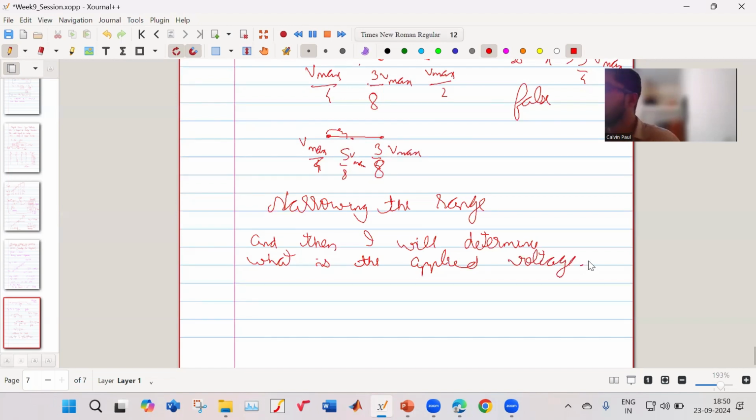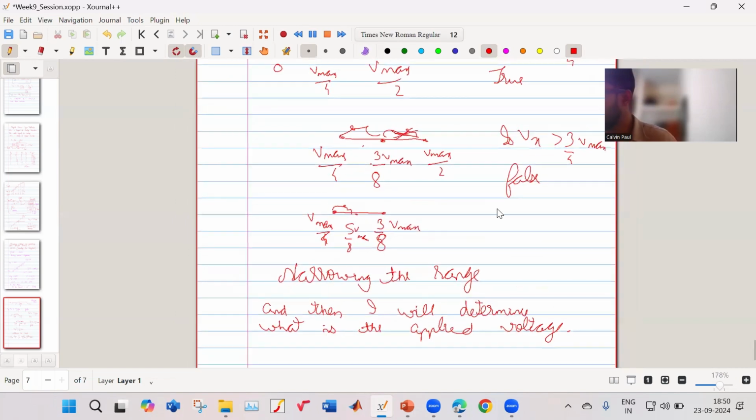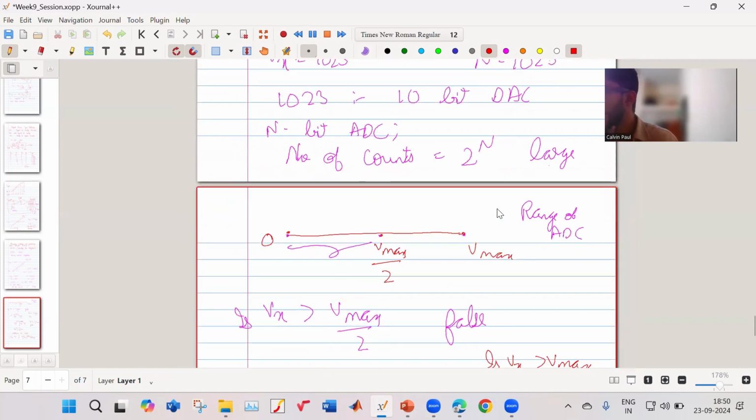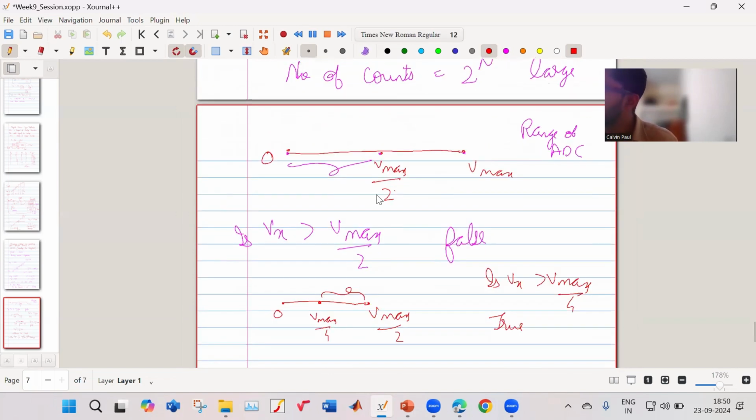Okay, then I will determine what is the applied voltage. So first I will check, is it greater than Vmax by 2? Then I will know in which range it is. If it is greater than Vmax by 2, then it is in this range. Otherwise, it will be in this range.